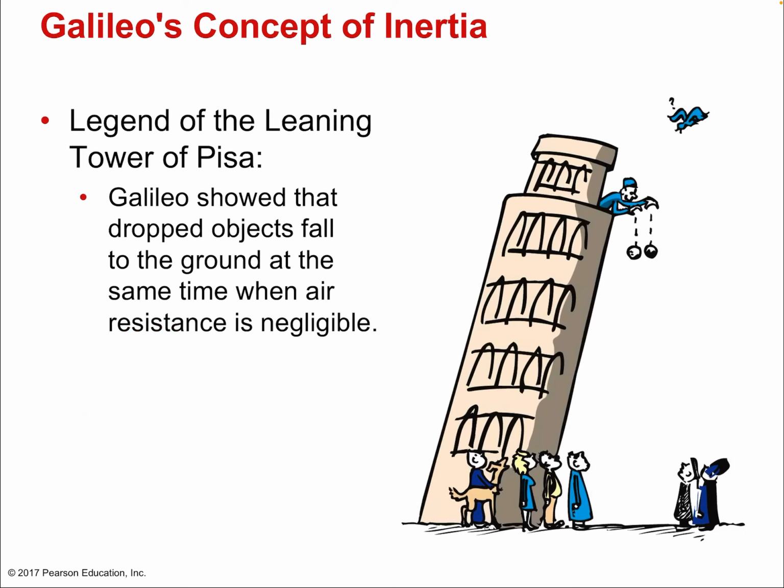Okay? There's a legend of the Leaning Tower of Pisa that involves Galileo, where Galileo showed that dropped objects fall down that tower to the ground at the same time when air resistance is negligible.